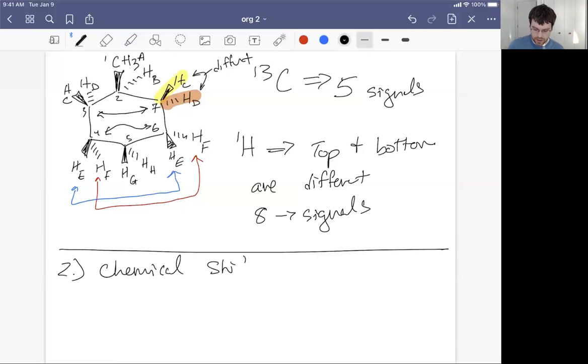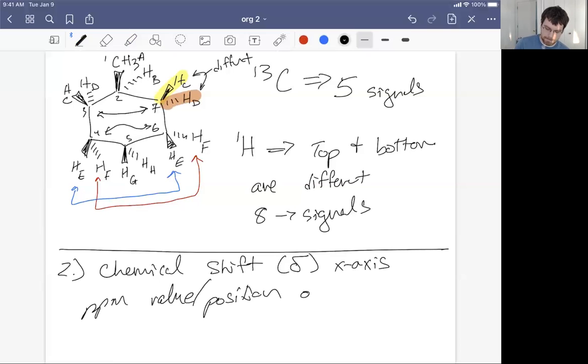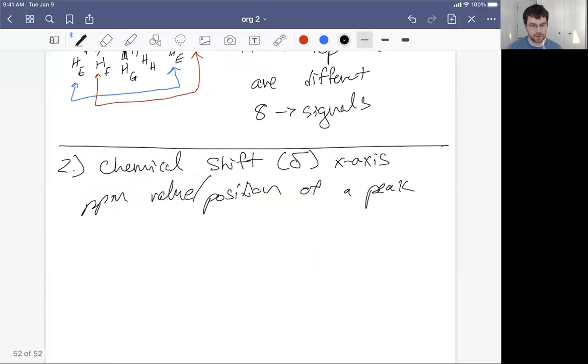I'm going to go through this super fast. This is just the labeled delta. This is the x-axis ppm value, the position of a peak. Now, gleaning this is very helpful because this suggests the type of chemical environment that we have for our molecule.